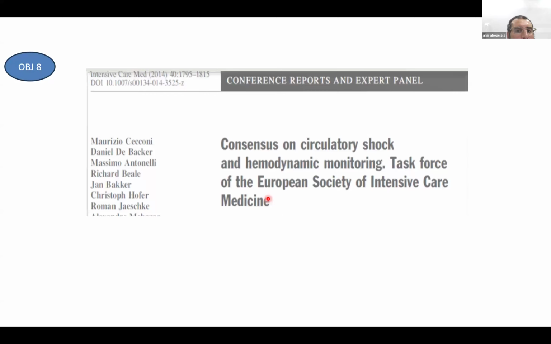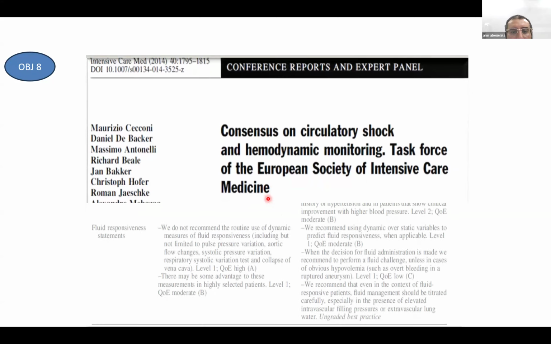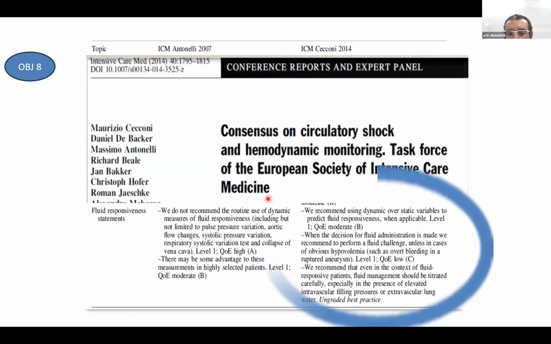Objective number 8, or station number 8, this is guidelines, and this is a comparison between the guidelines of the consensus on circulatory shock and hemodynamic monitoring task force of the European Society of Intensive Care Medicine, which was published by Maurizio Cecconi and others in 2014, compared to the previous guidelines in 2007. They mention clearly here that they recommend using dynamic over static variables to predict fluid responsiveness.